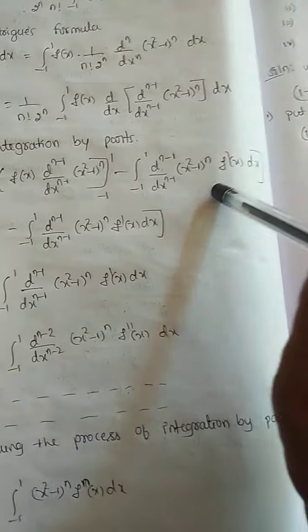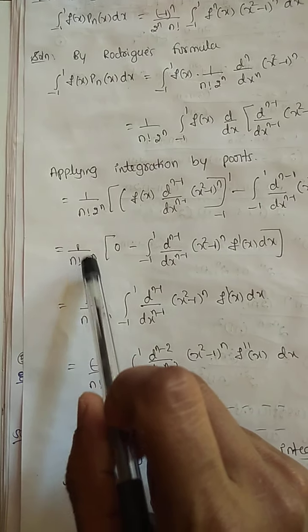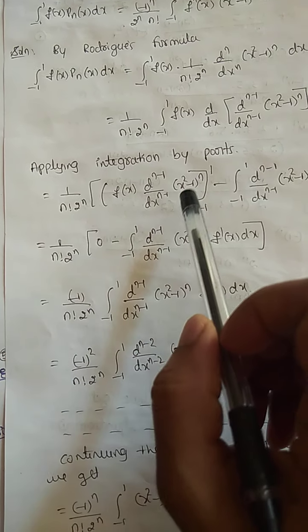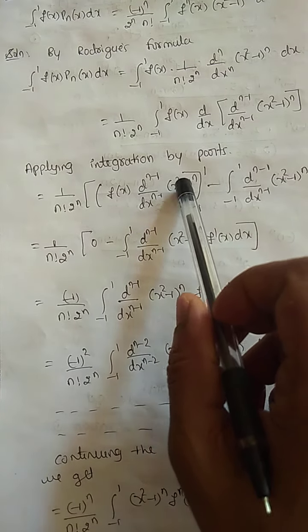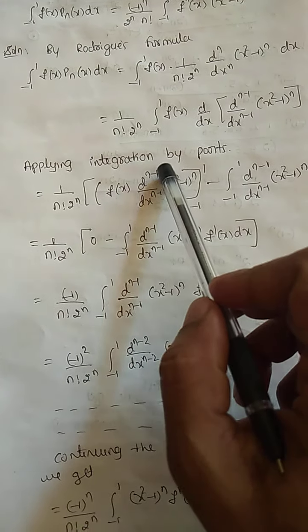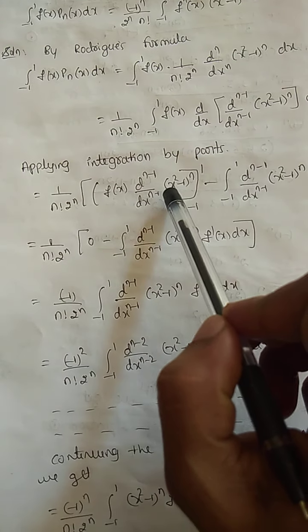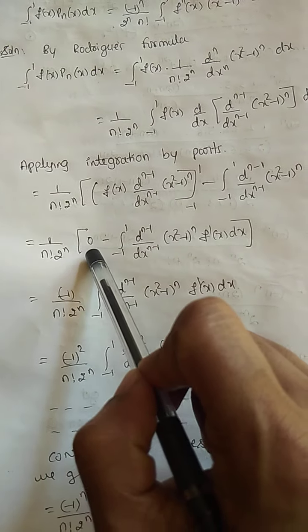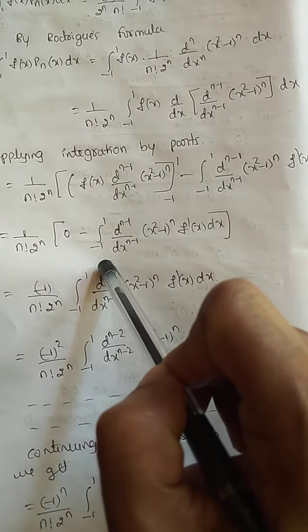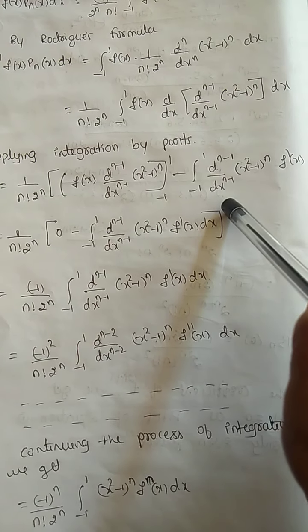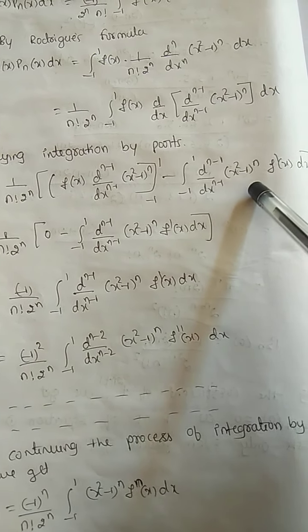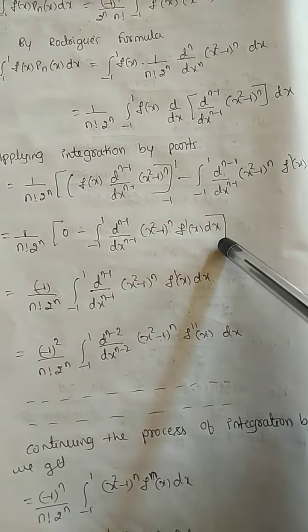Differentiation of this term, f dash of x dx. 1 by n factorial 2 power n. If you apply the limits 1 and minus 1, this term becomes 0. Therefore, this becomes 0: if x is 1, 1 minus 1 is 0; if x is minus 1, then also this term becomes 0. So, 0. Minus integration from minus 1 to 1, d^(n minus 1) by dx^(n minus 1) of (x square minus 1) power n, f dash of x dx.